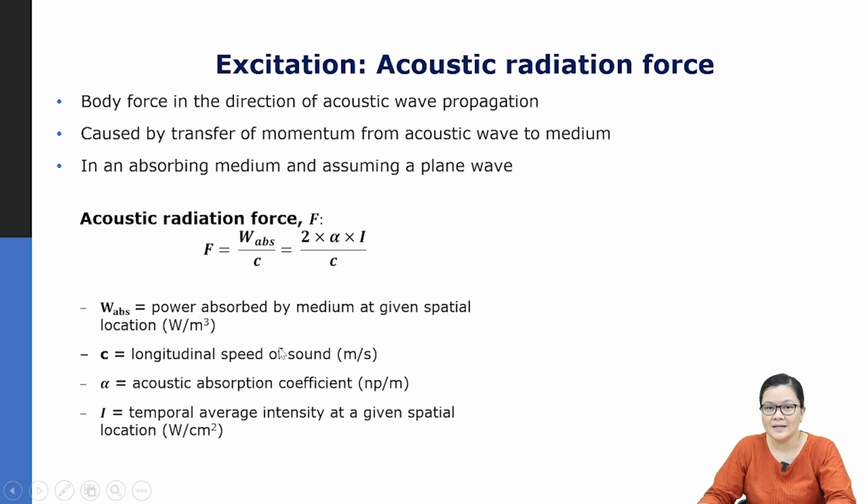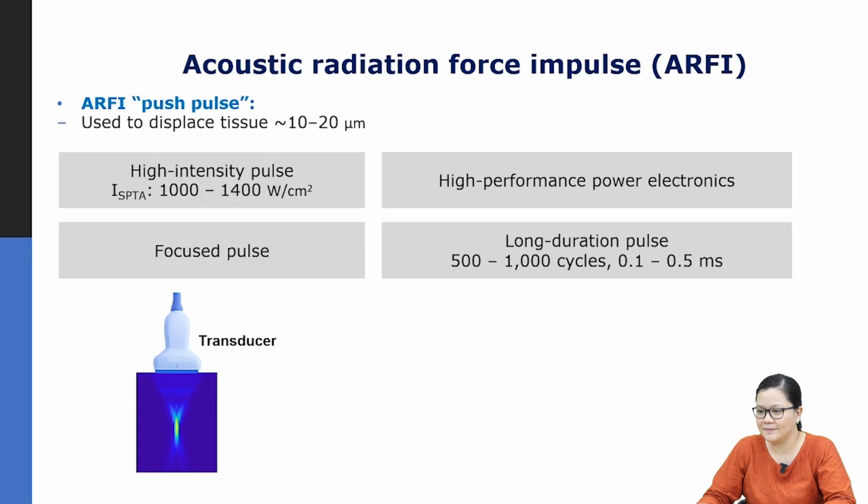The intensity we're talking about here is the spatial peak temporal average intensity. This is the intensity that helps determine the acoustic radiation force strength. Typically in elastography, acoustic radiation force impulse, or ARFI, is implemented. The ARFI push pulse is used to displace the tissue, typically on the order of 10 to 20 microns. So these are very small displacements.